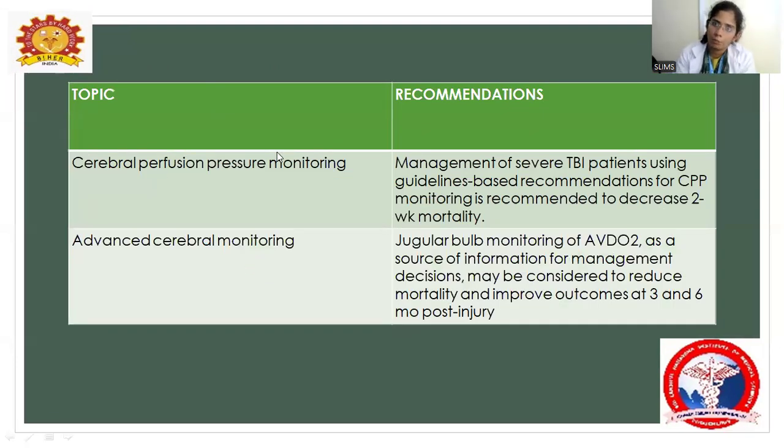CPP is nothing but cerebral perfusion pressure. So, do you remember the formula for CPP? CPP is mean arterial pressure minus intracranial pressure. Management of severe TBI patients using guidelines-based recommendations for CPP monitoring is recommended to decrease 2-week mortality. So, CPP we are recommending. Advanced cerebral monitoring, jugular bulb monitoring of AVDO2 as a source of information for management decisions, may be considered to reduce mortality and improve outcome at 3 to 6 months post-injury.